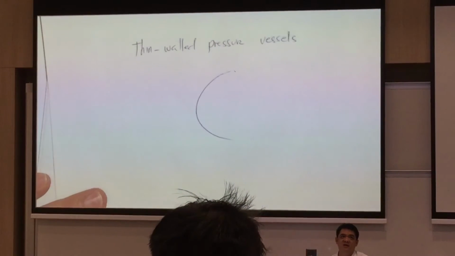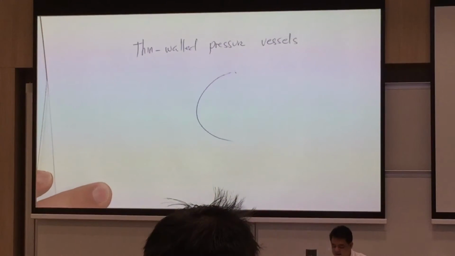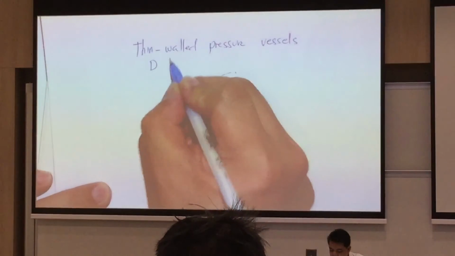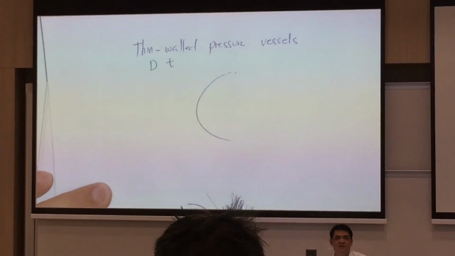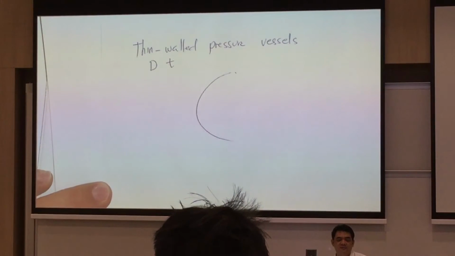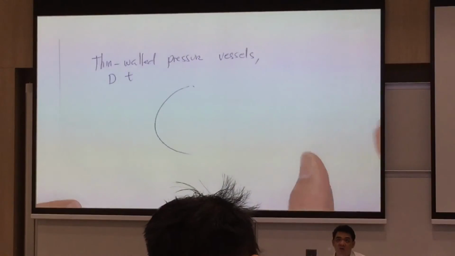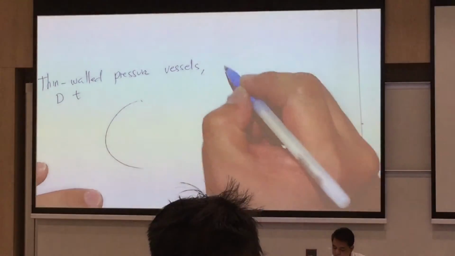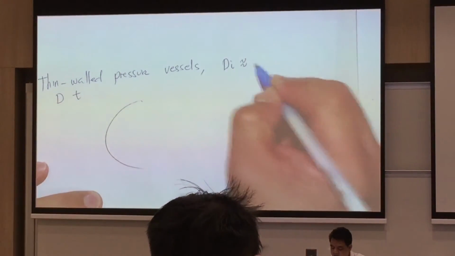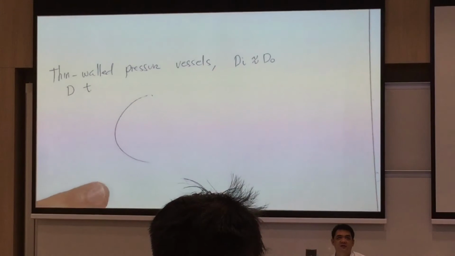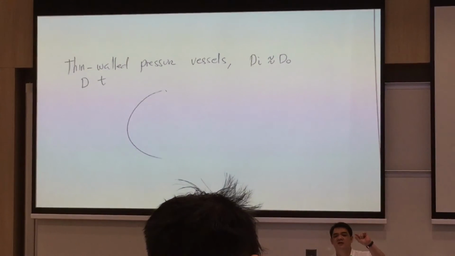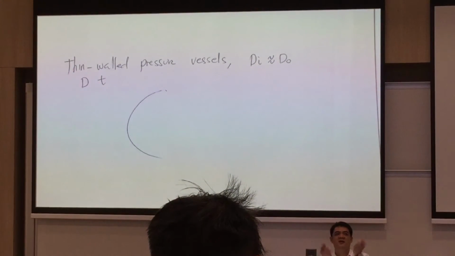Now there's the criteria for thin-walled pressure vessels, wherein we have the D, or the diameter of your pressure vessel, and the thickness of the wall. There's a criteria so that here our inside diameter is approximately equal to the outside diameter, meaning that the thickness of the wall is thin.